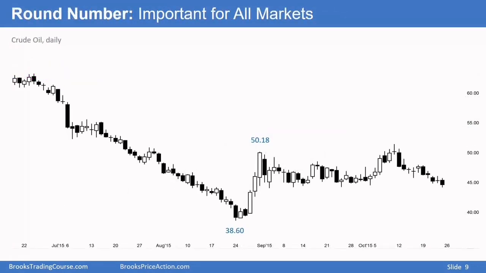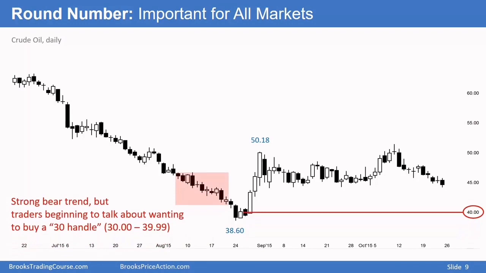Crude oil, daily chart. Strong bear trend, and the market is just above 40. If you watch television, you'll hear traders start to talk about a 30 handle. A 30 handle means a price that has 30 at the start of it. A 30 handle is anything between 30 and 39.99. When the market starts to get near 40, it usually is going to fall below 40 because traders want to see what will happen if it gets a 30 handle. Will it collapse down to 30? Will it collapse down below 30? Or will buyers come in? Part of this strong sell-off is that. It's a vacuum test of the 30 handle.